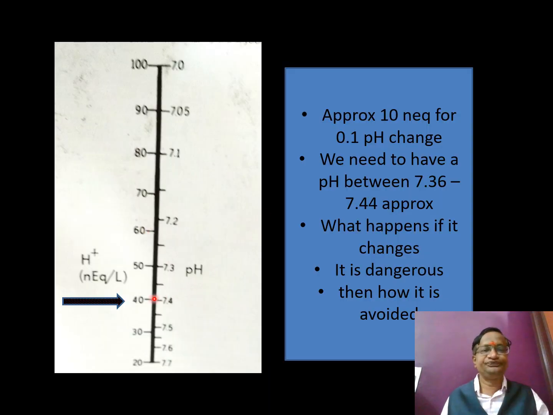Now you see, 40 becomes 50, pH 7.3. Now this is what is called the non-linear relationship. 50 to 60 doesn't become 7.3 to 7.2. Non-linear progression of hydrogen ion concentration and pH. This is the hydrogen ion concentration of 40 nanoequivalents per liter, or 10 to the power of -7, and the pH becomes 7.3 or 7.